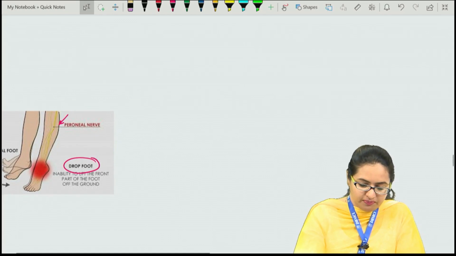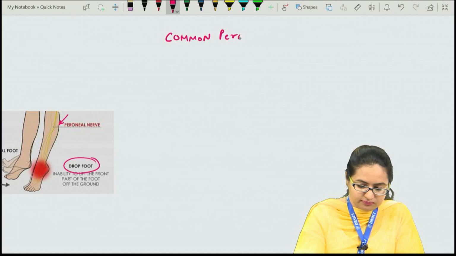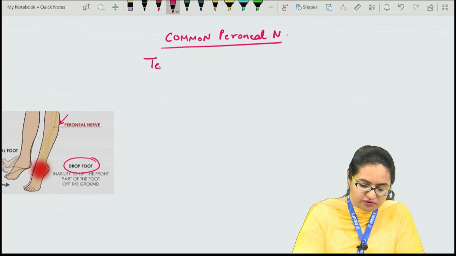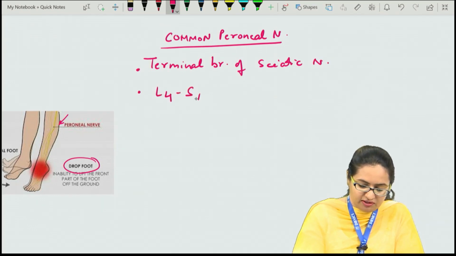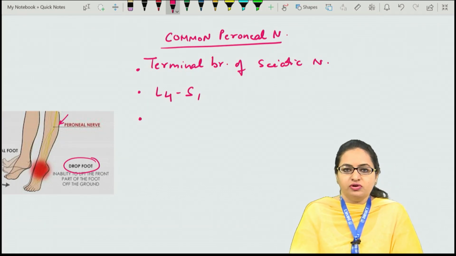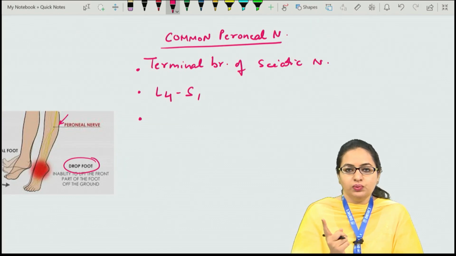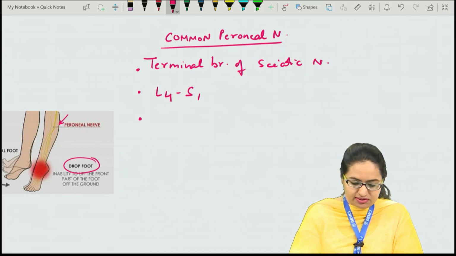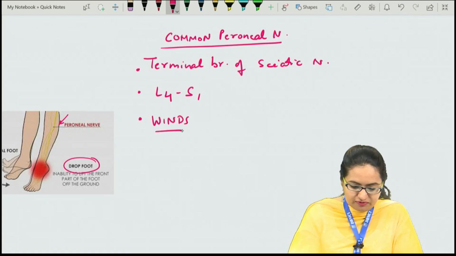Now if we talk about the common peroneal nerve, it is one of the terminal branches of the sciatic nerve. The root value of this is from L4 to S1, and this branch is given off in the popliteal fossa. Then it winds around the neck of the fibula and reaches towards the anterior side. So one of its characteristic features is that it winds around the neck of the fibula.